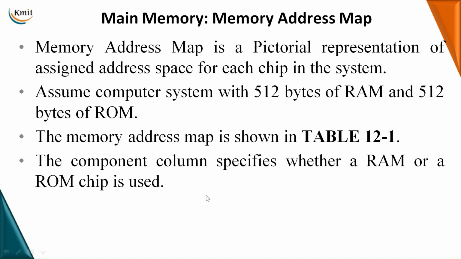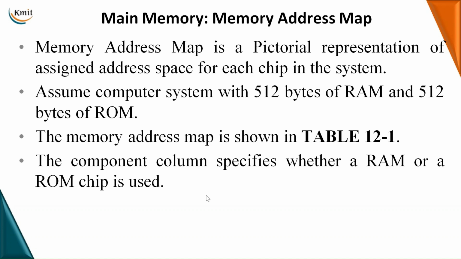Next one is the memory address map of your main memory. So memory address map is nothing but a pictorial representation of an assigned address space for each and every chip in the system. So you have a ROM chip as well as RAM chips. So memory address map will tell you about a pictorial representation of what is the address space that is allocated to those particular chips that are present in your system.